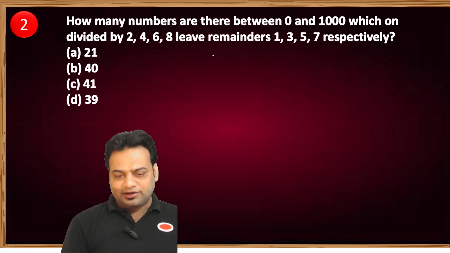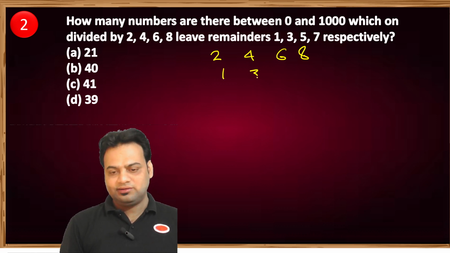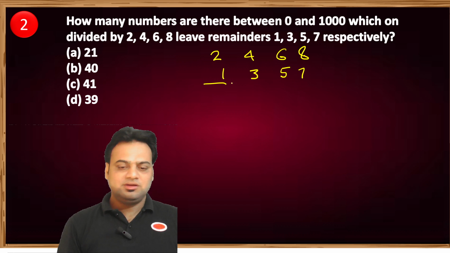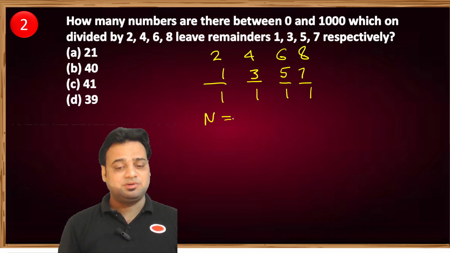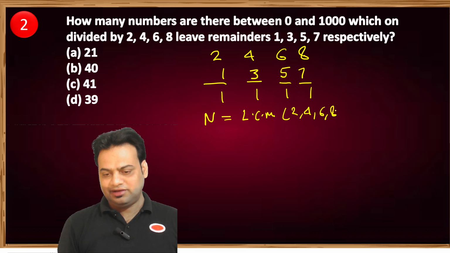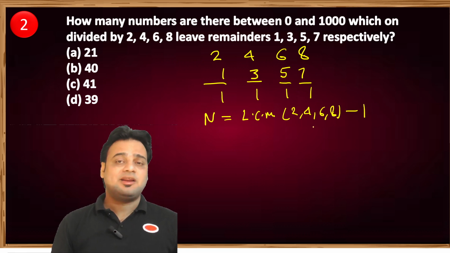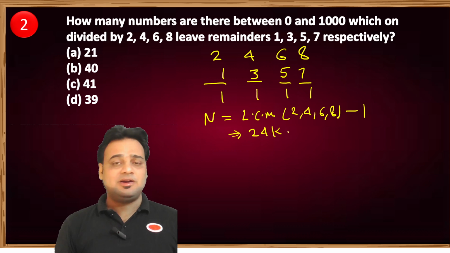Firstly, according to the question, the divisors are 2, 4, 6, 8 and the remainders are 1, 3, 5, 7. So the difference between the divisor and remainder is 1, 1, 1, 1. So the number must be the LCM of 2, 4, 6, 8 minus 1, or a multiple of the LCM minus 1. The LCM of these numbers is 24. So that number is a multiple of 24 minus 1.